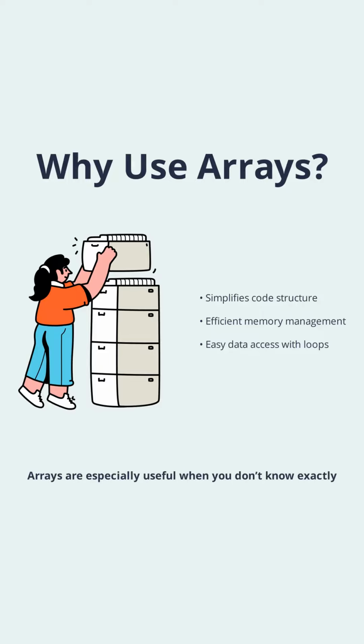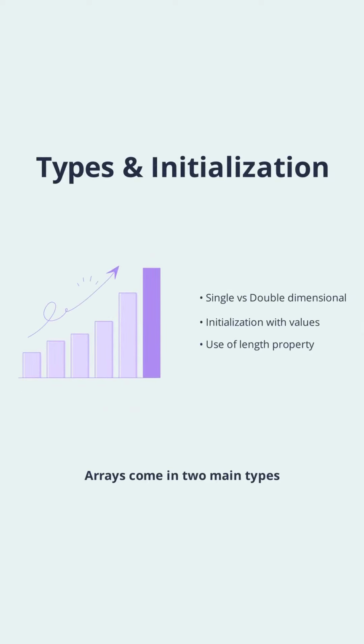Arrays are especially useful when you don't know exactly how many values you'll need to store ahead of time, or when you want to perform the same operation on a group of items. This is why arrays are a fundamental concept in programming, helping you write cleaner, smarter code. Arrays come in two main types: single-dimensional and double-dimensional.